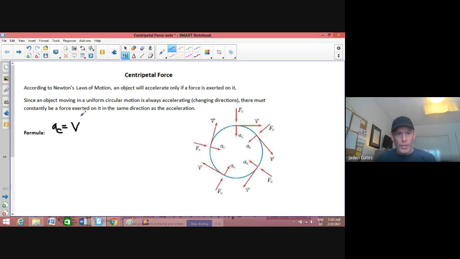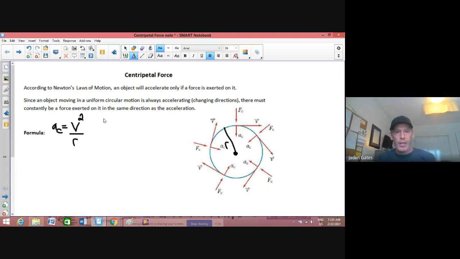Now, last class, we looked at centripetal acceleration. And we had three formulas, but I'm going to go with the simplest and the first formula we looked at, which was v squared divided by r, where again, v is the speed that your object's going around in a circle, and r is the radius, which again is from the center to the outside of that circle.